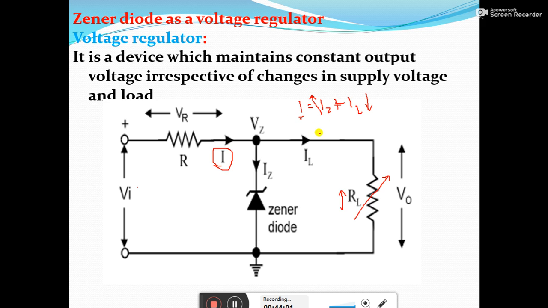Means Iz allows more current to flow through it, to maintain I constant.